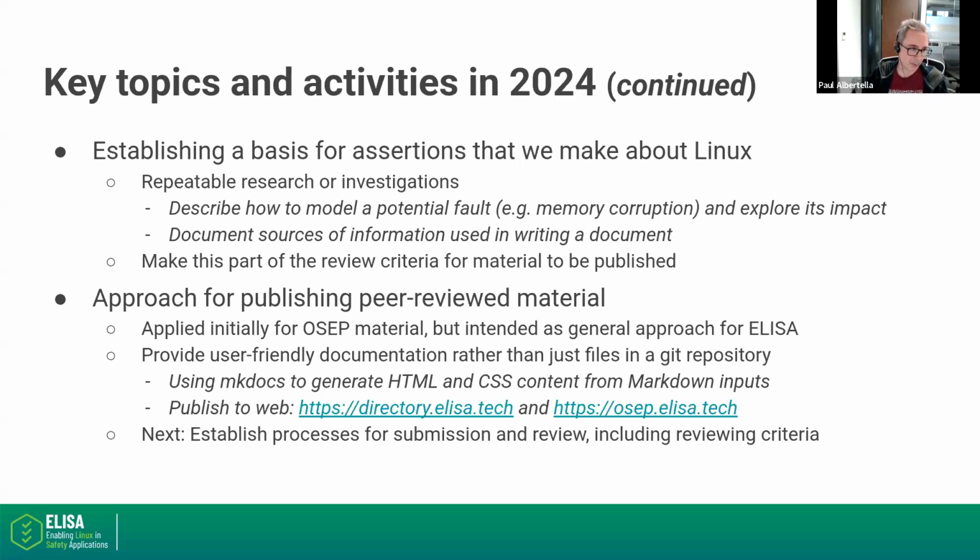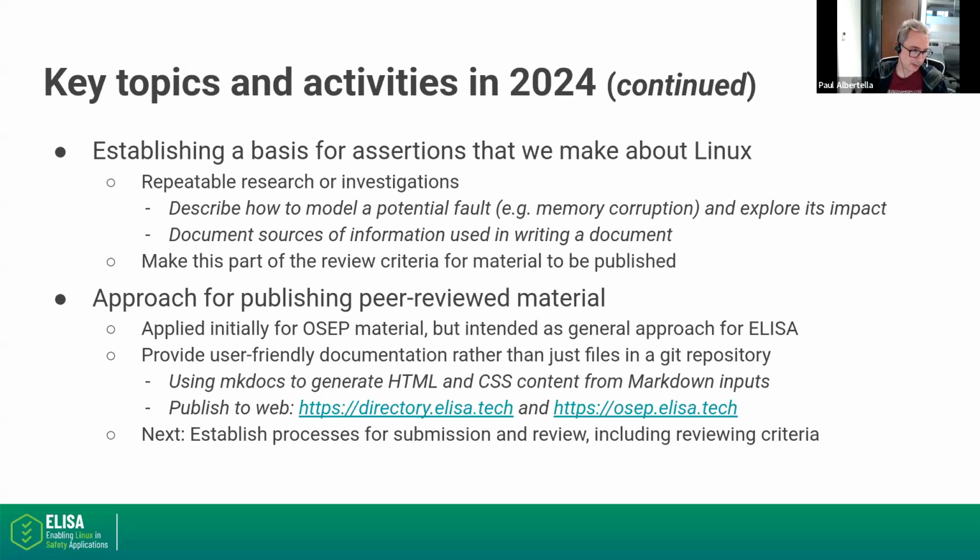We want to make these two principles, being able to demonstrate something you're making a claim about, or show where you got the information to inform your document, part of the review criteria that we use when we say, okay, we want to publish this material and put Elisa's name to it. How can you, as somebody reading and using that, be confident that we've thought it through, and what have we thought through?